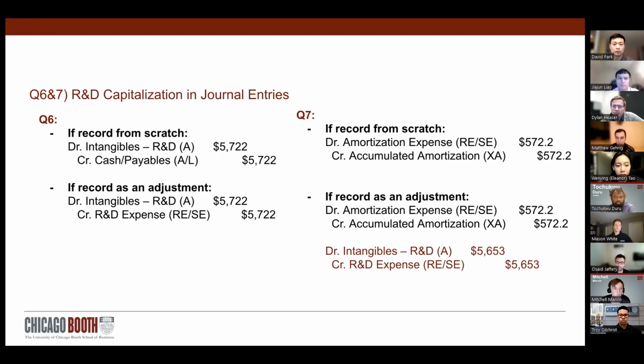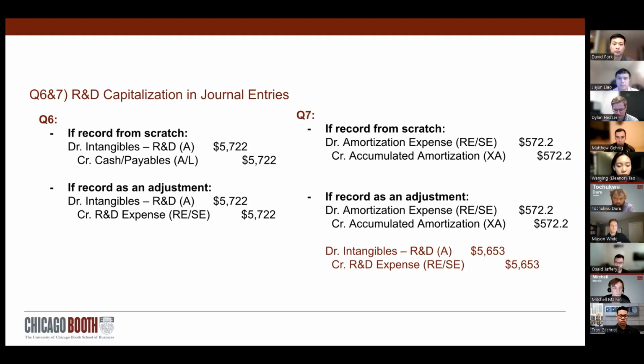So questions 6 and 7 are about journal entries for capitalization of R&D. Our group took both approaches on reporting this journal entry, both from scratch as well as from an adjustment perspective. Question 6 is asking about the financial position of R&D in 2008. Since R&D expenses in 2008 were 5,722 million, we need to subtract the cost from expenses on the income statement and add it back to the balance sheet. So we debit intangible assets for R&D for 5,722 million and credit cash or accounts payable for the same amount. If we were choosing to adjust the existing journal entry, we'll debit intangibles for R&D for 5,722 million and debit R&D expenses for the same amount.